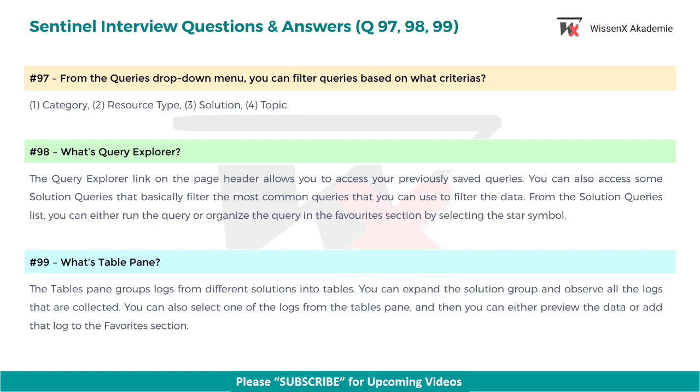Next, what's Query Explorer? The Query Explorer link on the page header allows you to access your previously saved queries. You can also access some solution queries that basically filter the most common queries that you can use to filter the data. From the solution queries list, you can either run the query or organize the query in the favorites section by selecting the star symbol. Next, what's the Tables pane? The Tables pane groups logs from different solutions into tables. You can expand the solution group and observe all the logs that are collected. You can also select one of the logs from the Tables pane, and then you can either preview the data or add that log to the Favorites section.